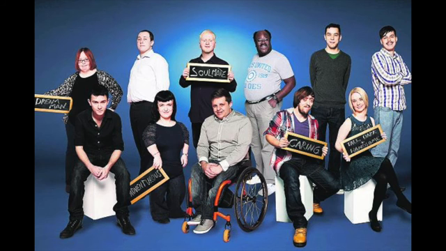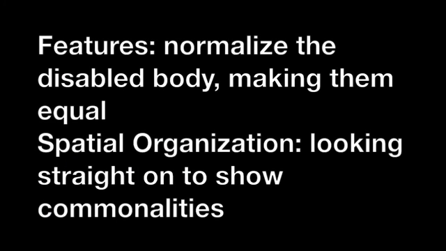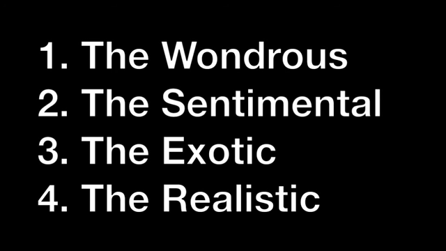Okay, the feature is that as viewers, we try to normalize the disability while we're looking on as equals. So then the spatial organization will be looking straight on as if we're trying to show commonalities and not differences, right? Yes, that's a great interpretation. I think you got it down now.